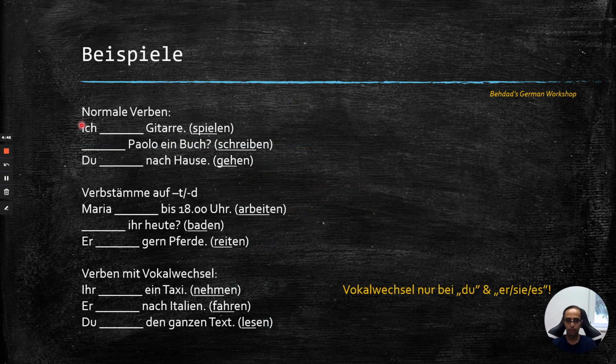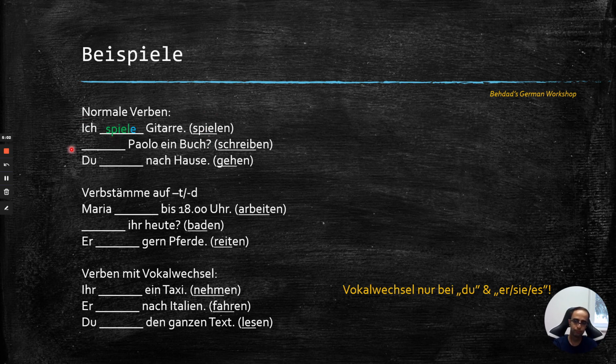We see here, ich, Gitarre, and the verb is spielen. The root is spiel, as you can see here, underlined. And the ending for ich is e. So the answer would be ich spiele Gitarre. You can also pause before I give the answer, try to give it yourself, and then compare.